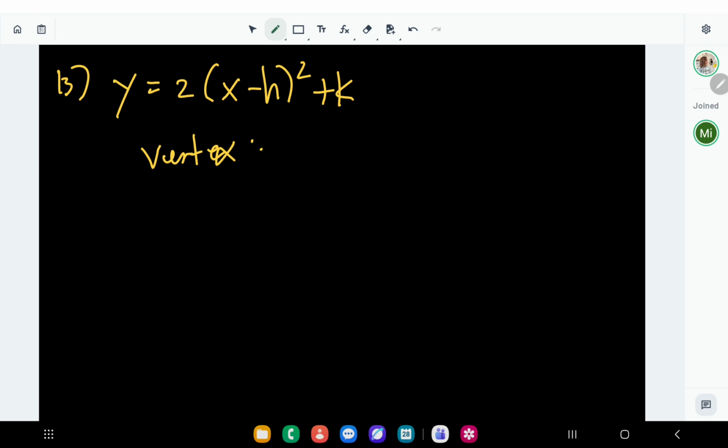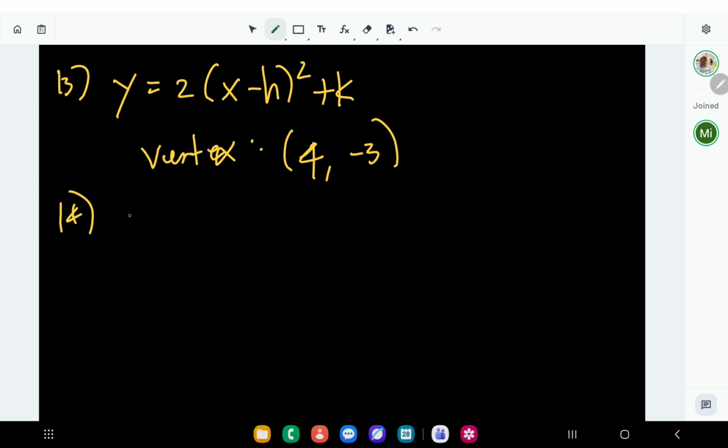Okay, number 13. The equation of the parabola shown can be written in the form y equals 2 times x minus h squared plus k. Find h and k. So based on the graph, what's the vertex? You zoom in on the graph. h is the x coordinate. Yeah, so 4, negative 3. So those are the values of h and k.